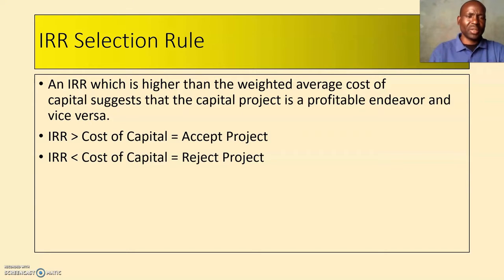So if the internal rate of return is greater than the cost of capital, then you have to accept the project. But if it is less than the cost of capital, you have to reject the project. It means that the project is not feasible if the internal rate of return is less than the cost of capital. But if it is greater than, then it means that the project that you're about to embark on, or the investment that you want to undertake, is a feasible one, and you have to proceed with that particular project.